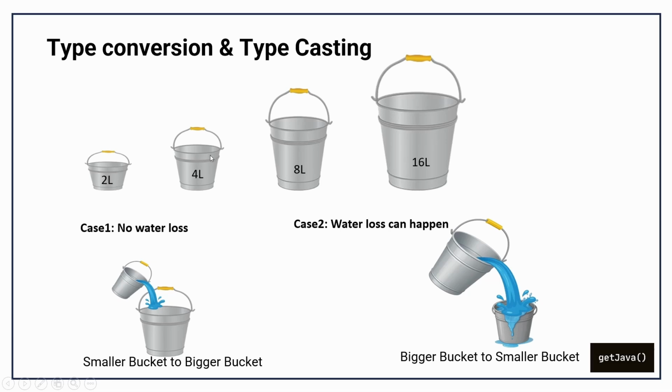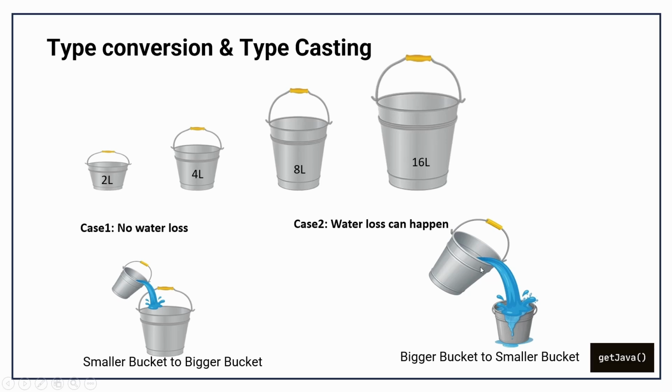Now suppose the bigger bucket is having full capacity of water, like it is having water up to 4 liters, and now we are trying to pour water from this bigger bucket into smaller bucket, then obviously the smaller bucket can accommodate only 2 liters of water and remaining water will be wasted. So in this case, water loss will happen.